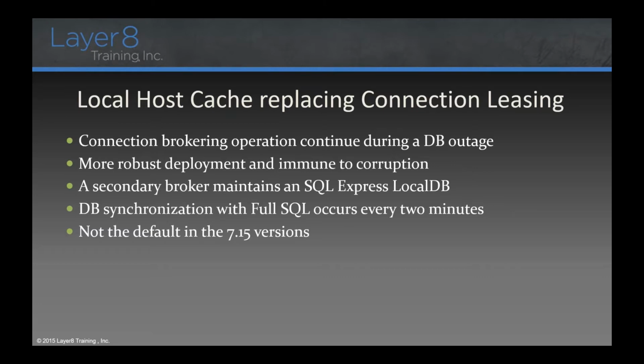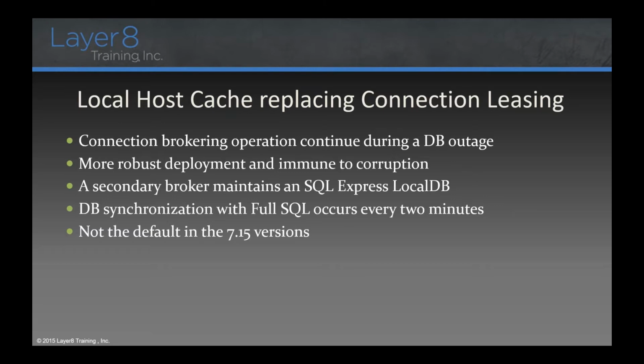The localhost cache, this one's replacing connection leasing. What you saw with connection leasing was each of your delivery controllers would cache brokered connections on the system. So there would be a cache on your delivery controller for any connection that had been brokered within the last 2 weeks.